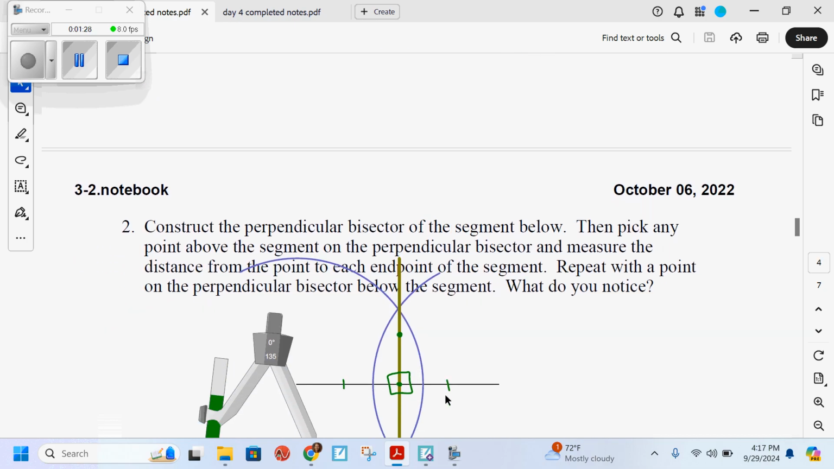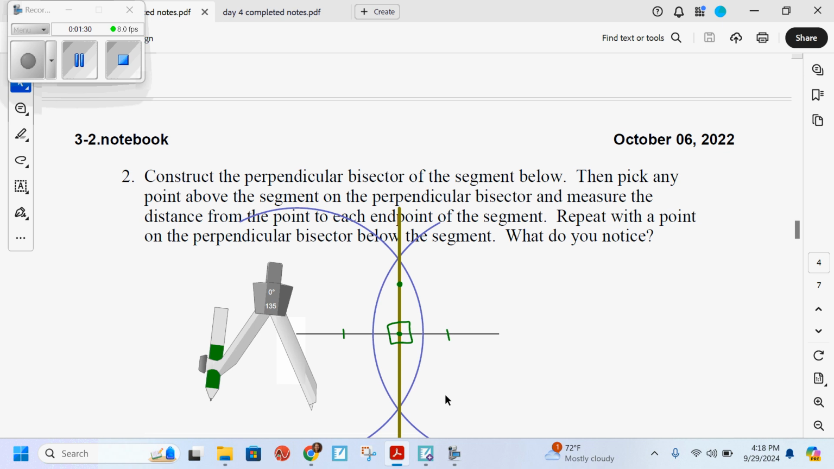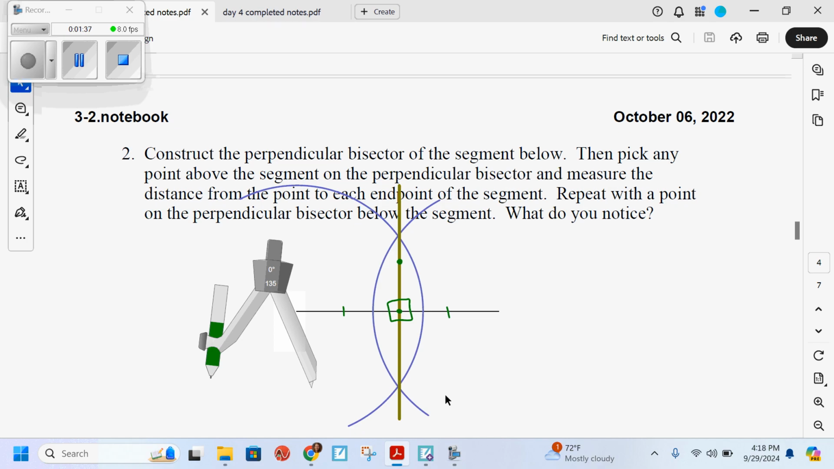So now we're going to have you construct a perpendicular bisector on the segment below. So go ahead and pause the video to do that. If you forgot how to construct a perpendicular bisector, you're going to put your compass on one endpoint and open it up more than halfway. Swing a semicircle. Put the tip, the pointy part, on the other side. Swing a semicircle. And then where they connect, that will be your perpendicular bisector.